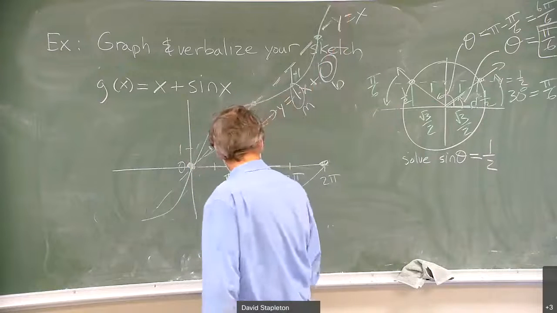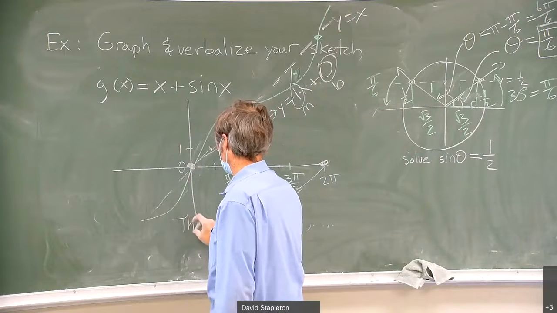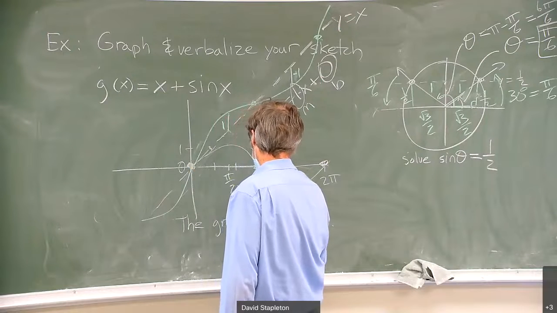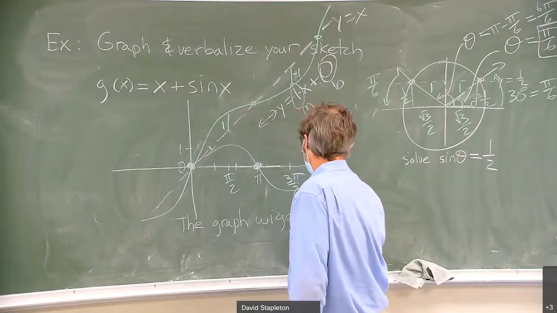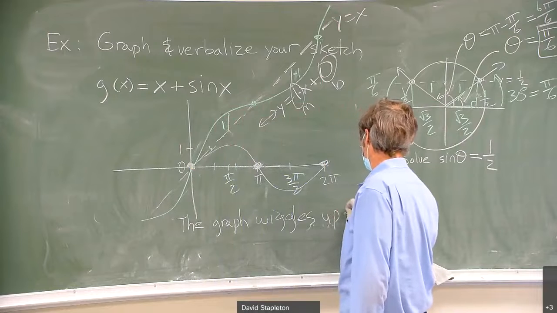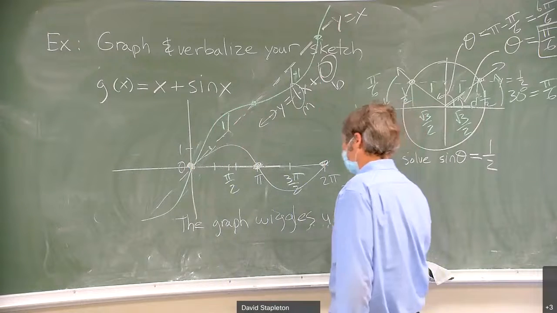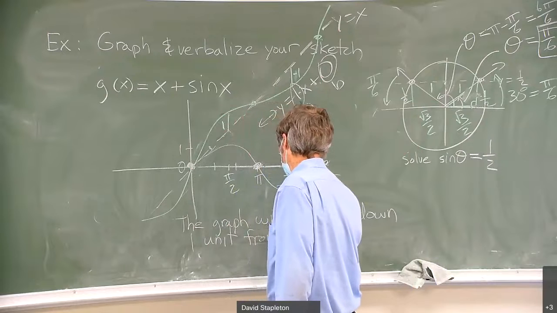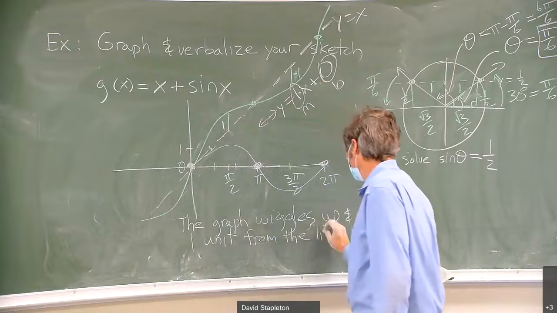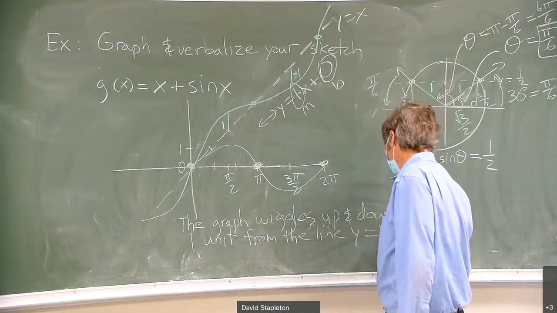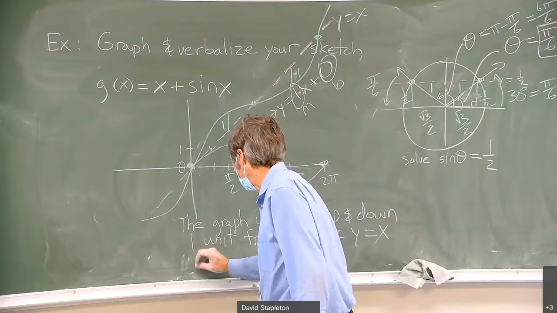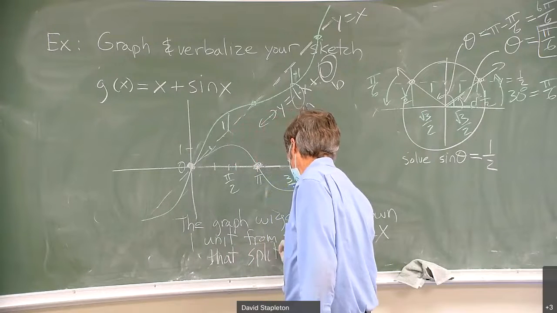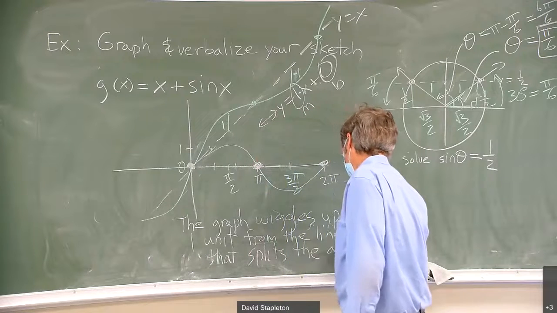And you say the graph wiggles up and down 1 unit from the line y equals x, splitting the axis. That splits the axes. Okay, so there's a verbalization.